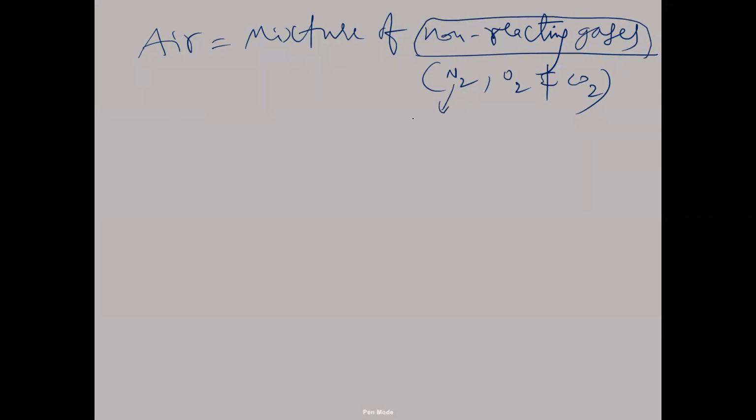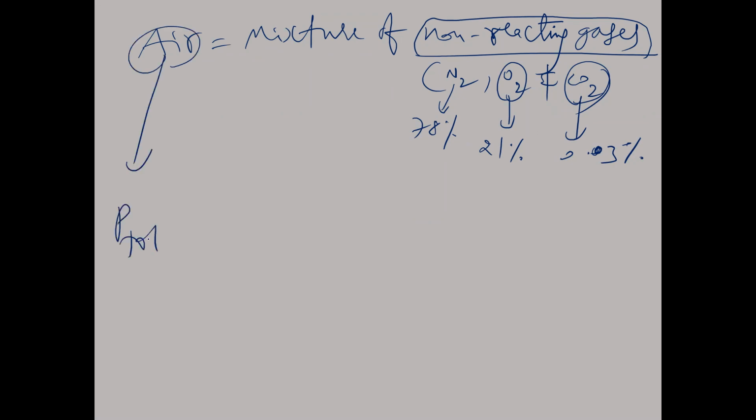Generally here, 78% nitrogen is there in air. And 21% what is there? Oxygen is there. And CO2 how much? 0.03 percentage of CO2 in the air. So these three gases are present in air which do not react with each other. So air is the mixture of what? Non-reacting gases.